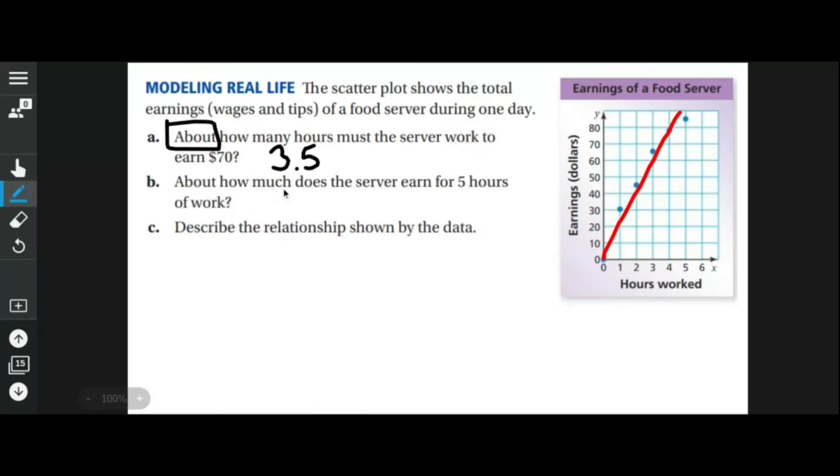About how much does this server earn for 5 hours of work? So here's my 5 hours right here. My 5 hours actually hits a blue dot. And that blue dot is in between 80 and what would be 90. So I'm going to say $85.